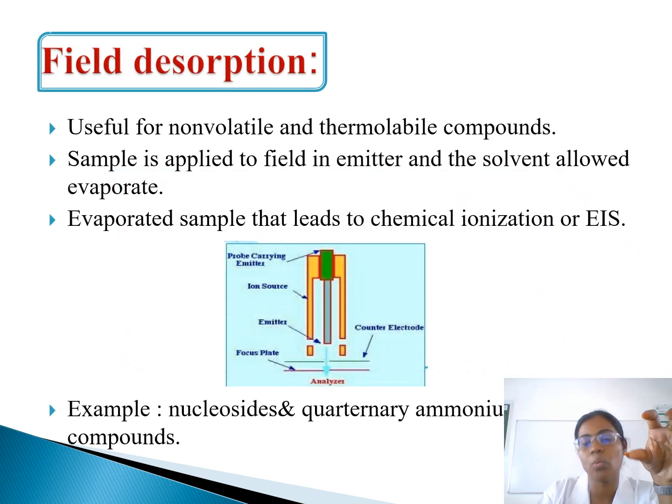Then field desorption. Non-volatile samples and thermolabile compounds are used with this ionization technique. The sample is applied to the field emitter and the solvent is allowed to evaporate. So we add the sample, the ion source is present here, the samples are separated from the emitter, then focused in the focus plate, then go to the analyzer.